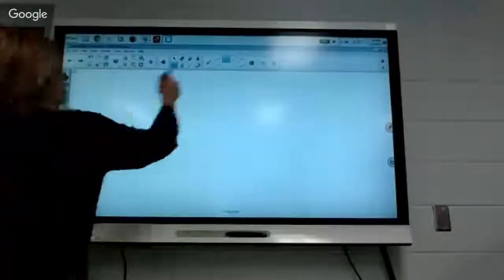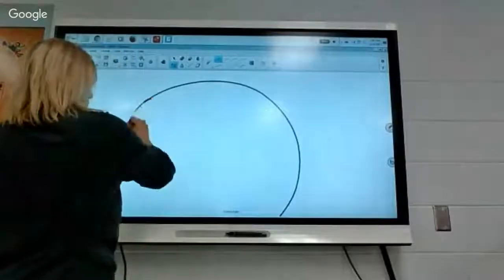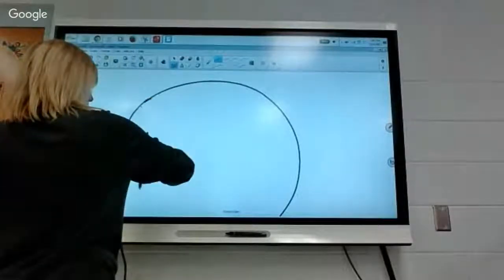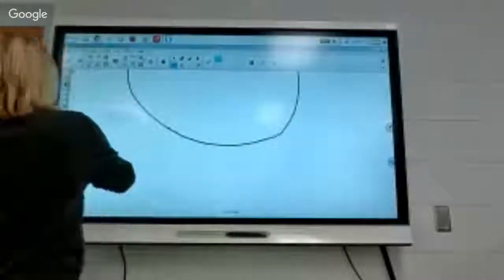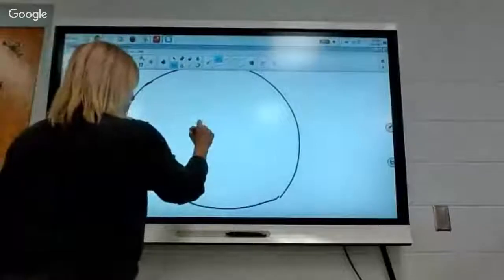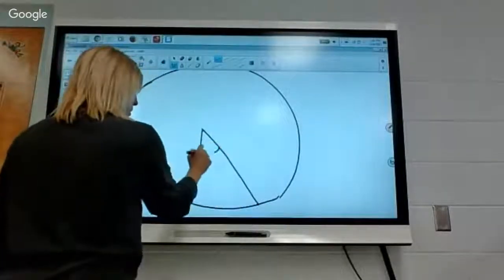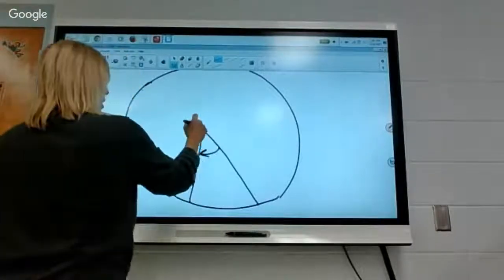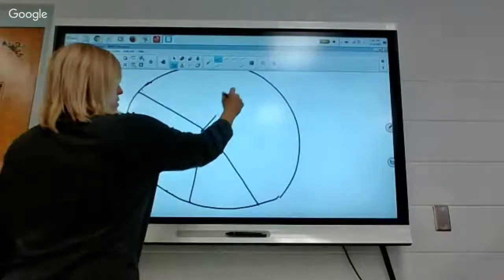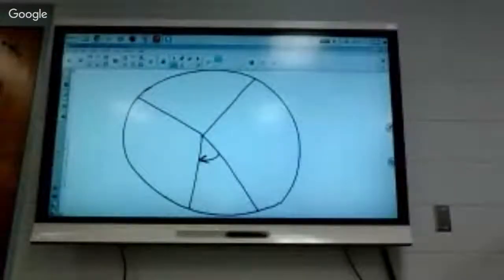So let's see. Make that big. And then what we're going to do is do a skinnier piece here. And then we're going to divide these into bigger ones. Okay, like that.